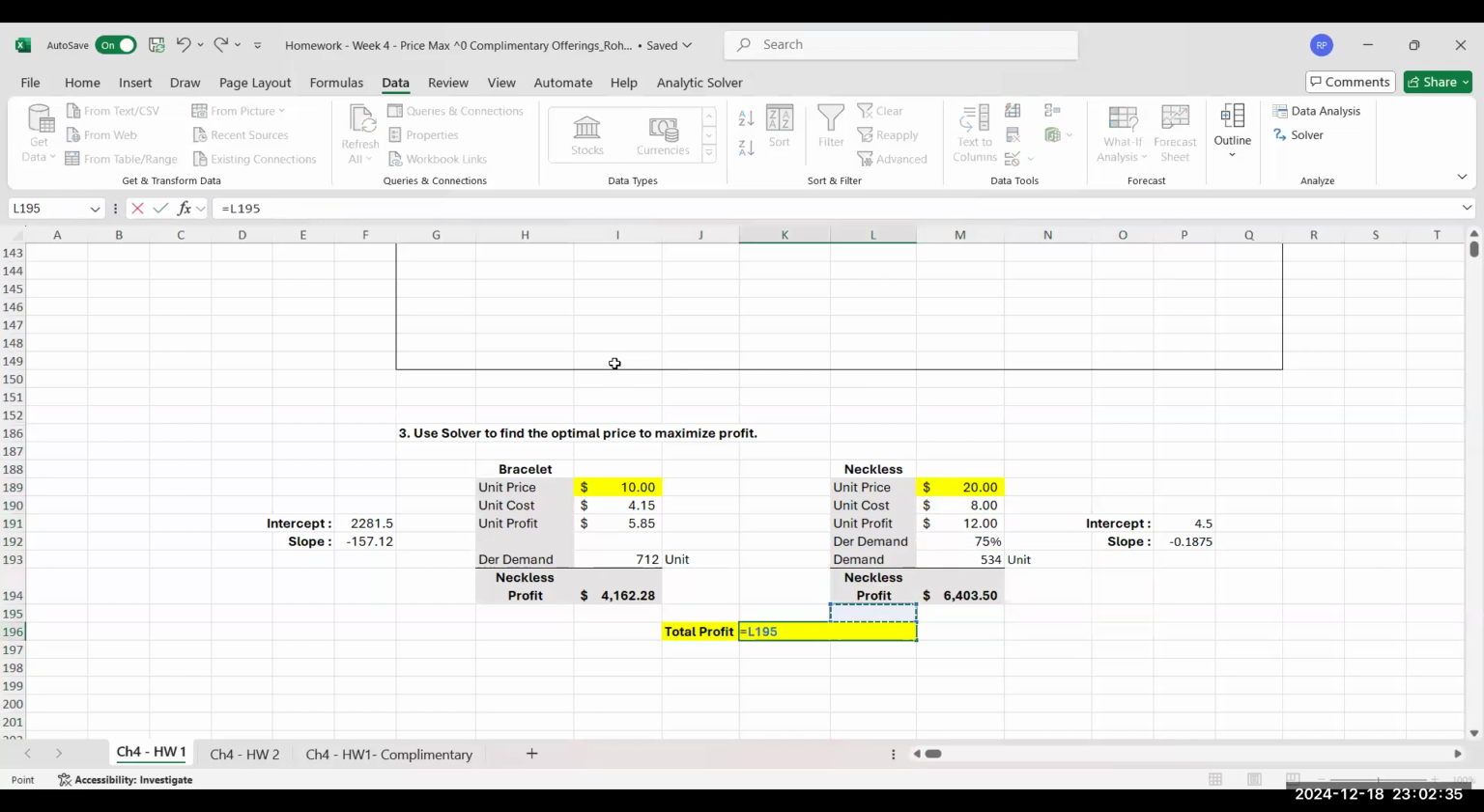So what I'm gonna do here, we have already created our model. At this price point, we are getting the total profit of 10,565. So again, we are going to use our solver formula. We're going to use the solver over here. So let's quickly go into the data, go to the solver, right?